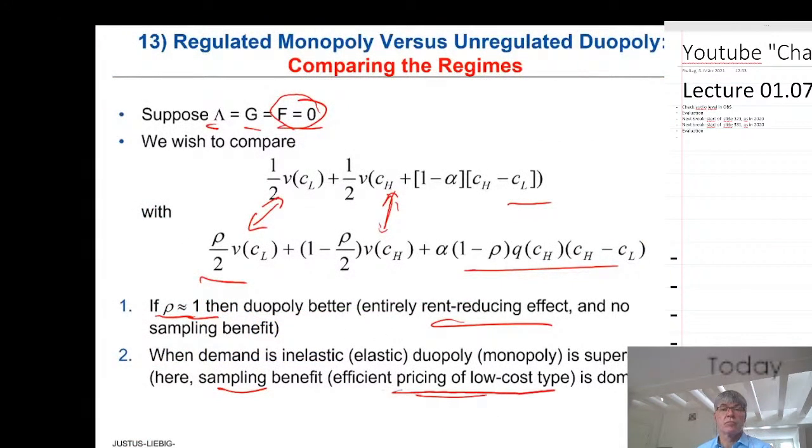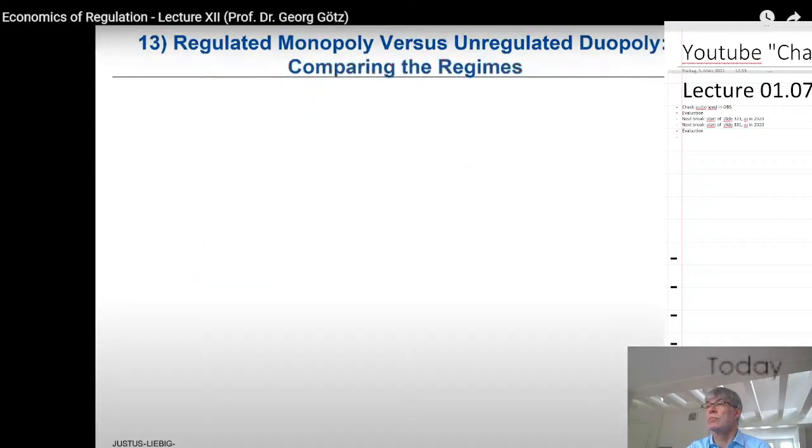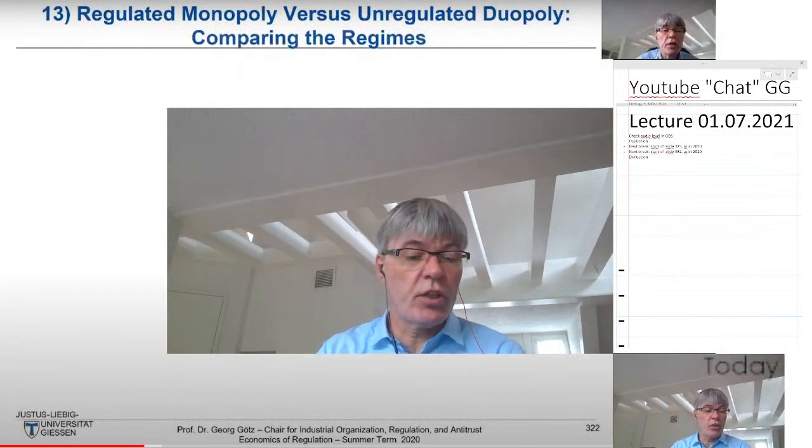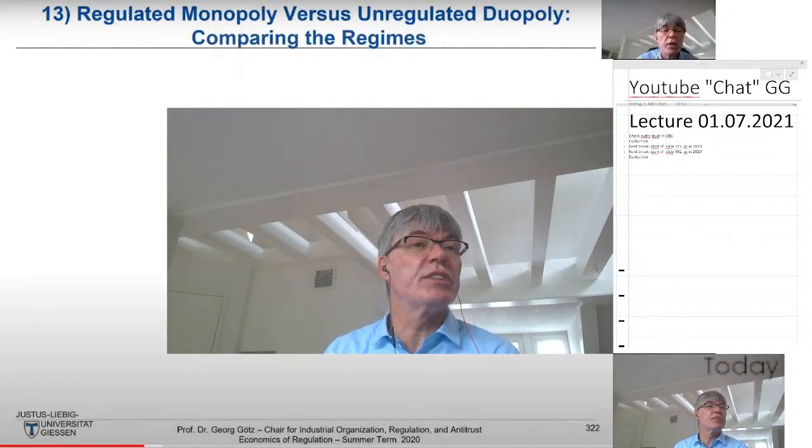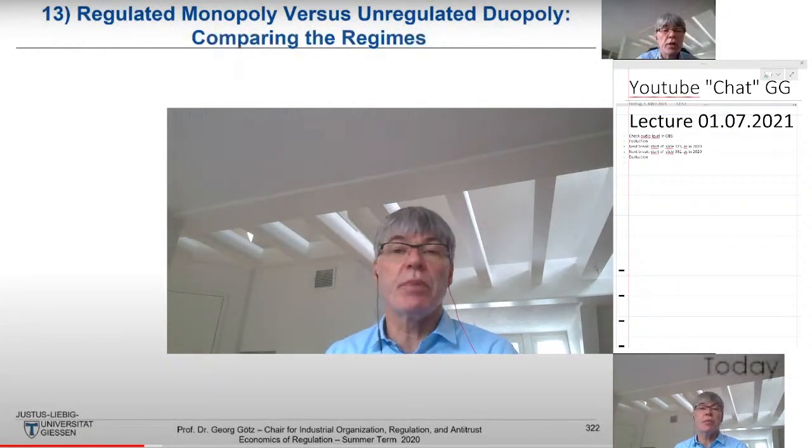Efficient pricing of the low cost type: you get a higher probability, if rho is smaller than 1, that you get this low type. And this is particularly important if demand is elastic, as this triangle is very, very large, what you gain here. Okay, hopefully this didn't confuse you, but helped. Anyway, I was not really convinced that it improved it, but I hope it's clear.